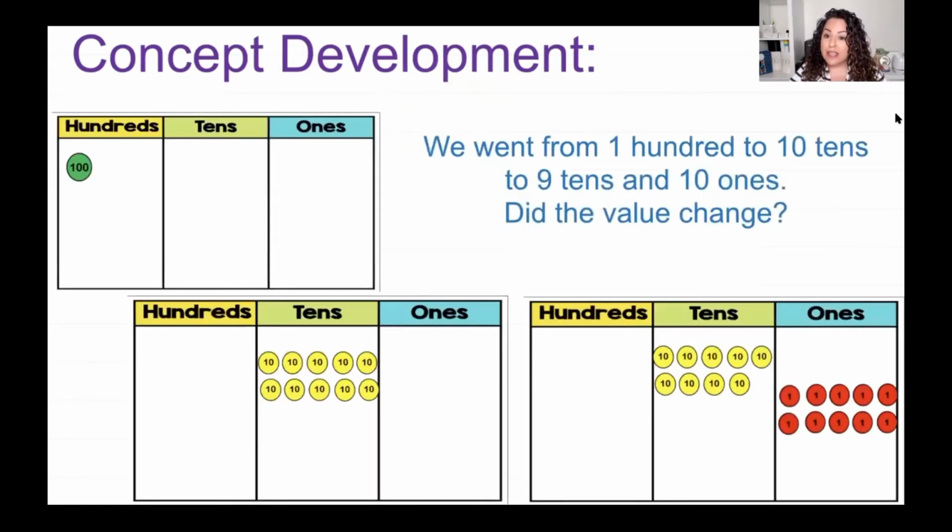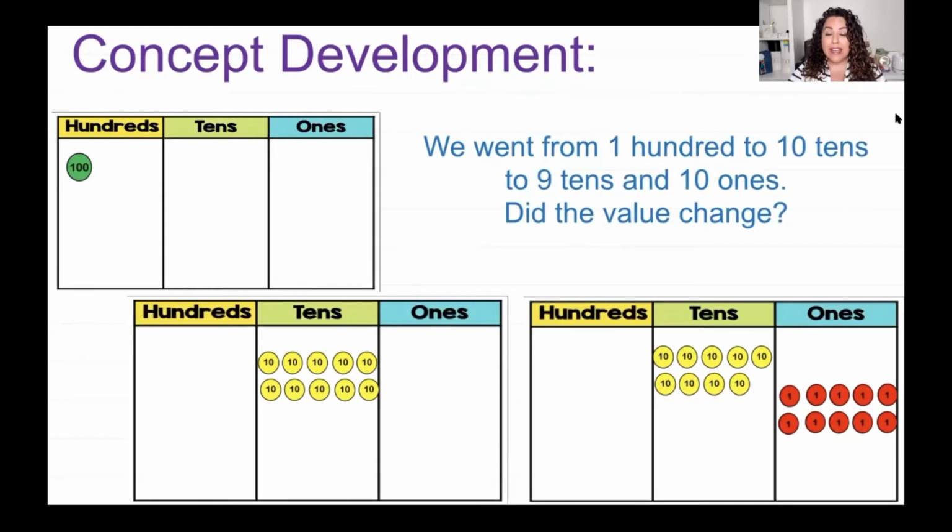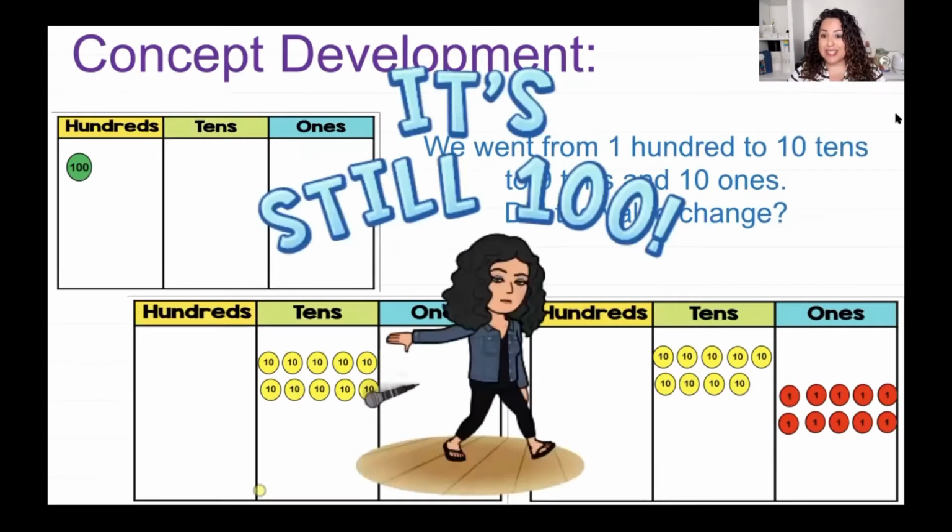So let's take a look at the 3 charts that we made. I made a chart with 100, with 10 tens, and then 9 tens and 10 ones. Now, even though my charts all look different, did the value of my number change? No, it did not. It did not change at all. So what did I have on all 3 charts? It's still 100. All 3 charts equal 100.